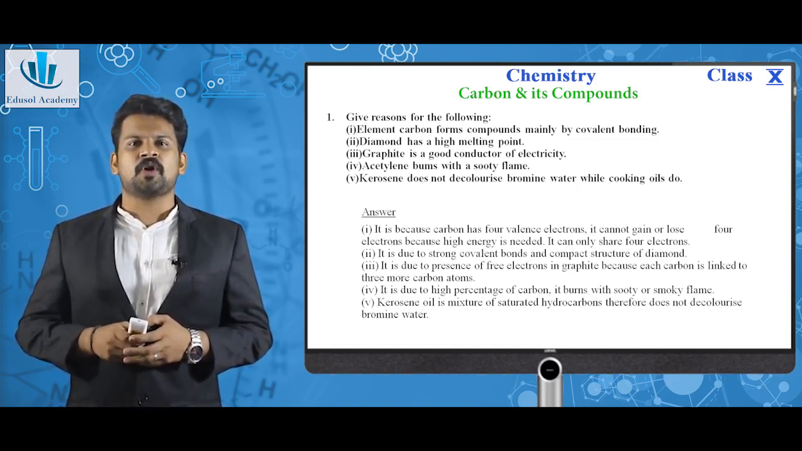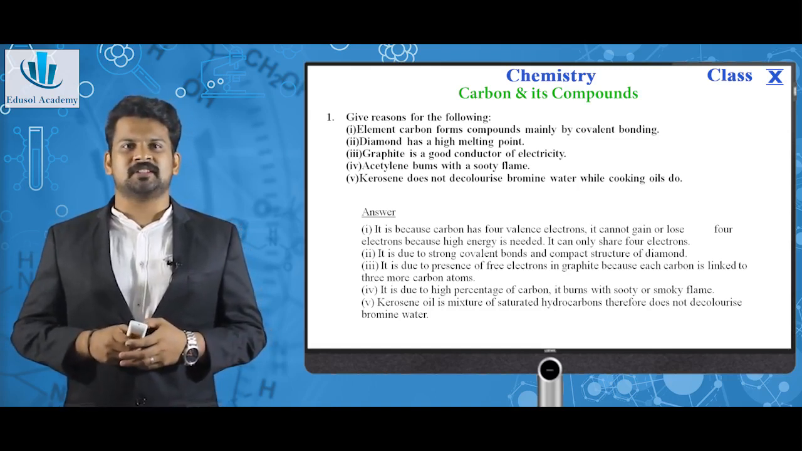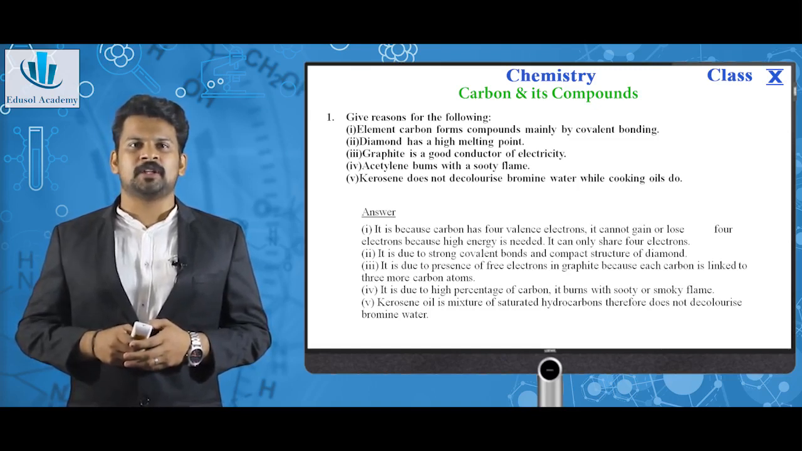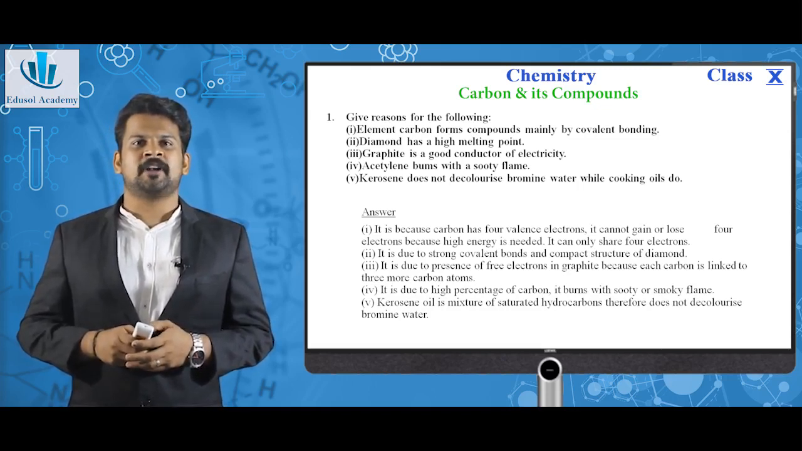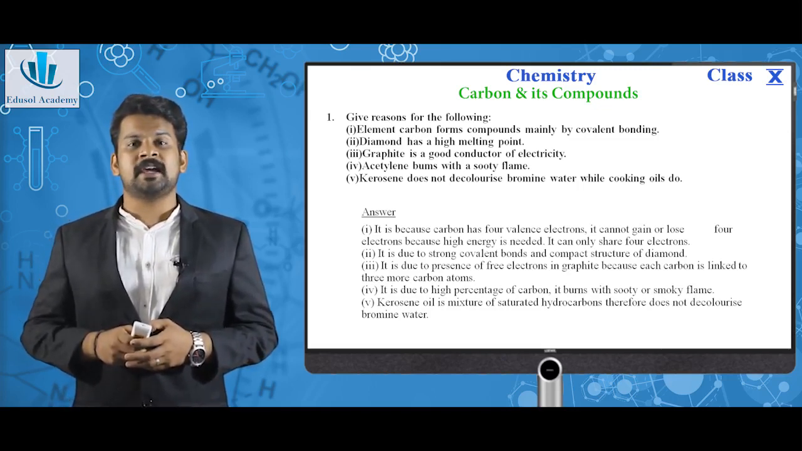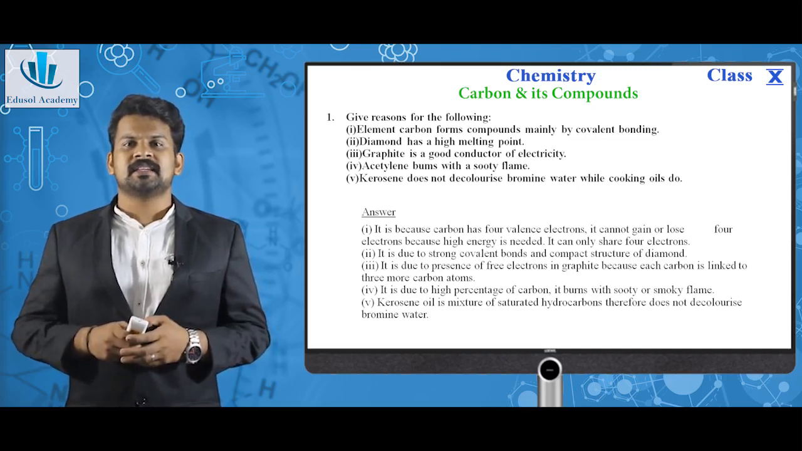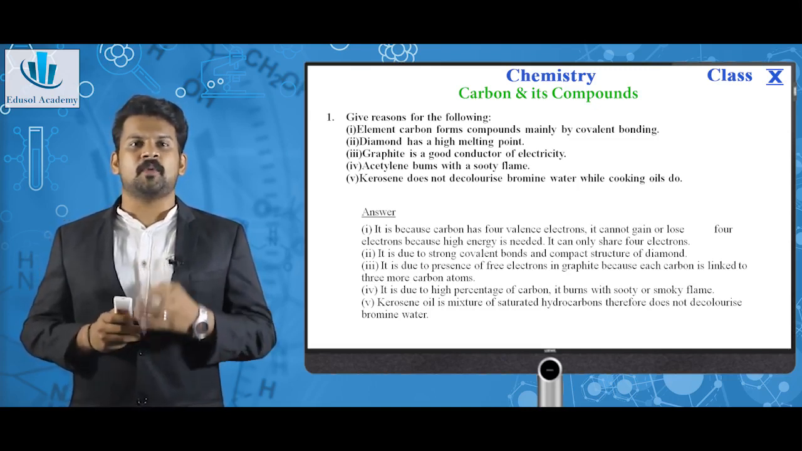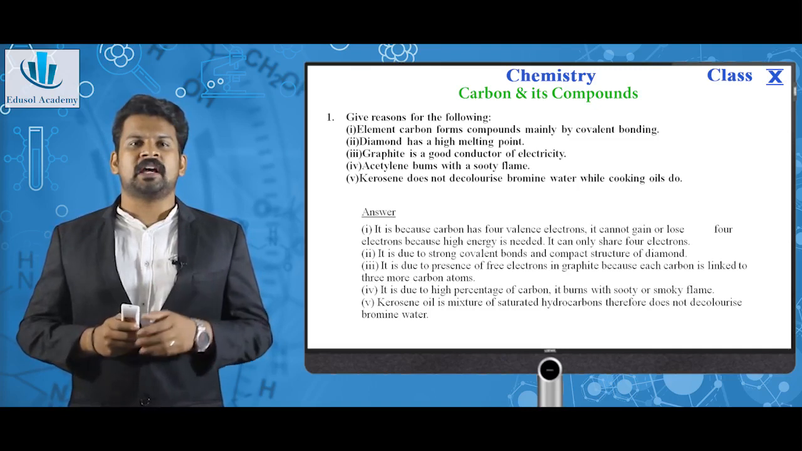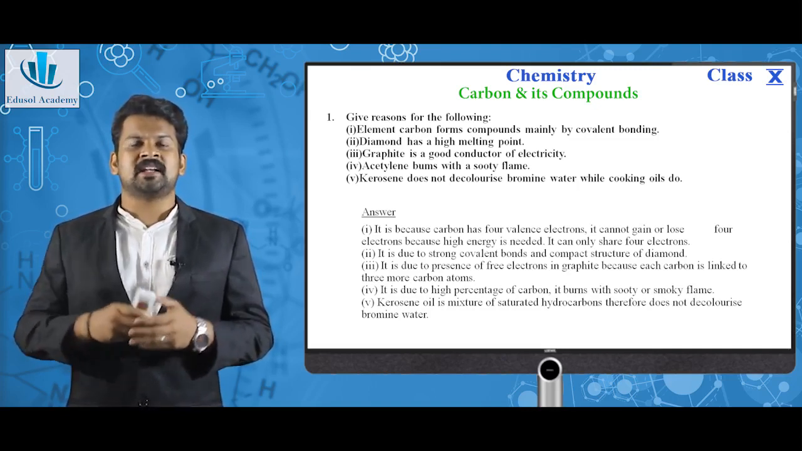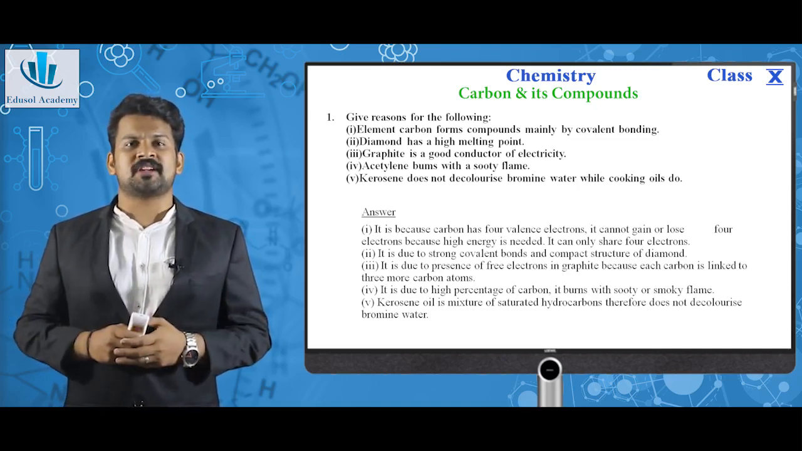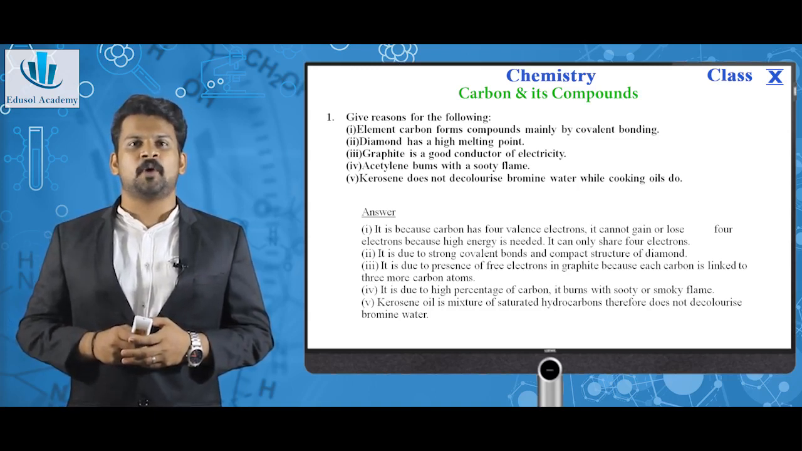Diamond, due to its strong covalent bonds and compact structure, is highly difficult to melt. So, it has a high melting point. Graphite is a good conductor of electricity because it has free electrons, since each carbon is linked to 3 other carbon atoms, where 1 electron becomes extra and is capable of flowing freely throughout the structure. This free flow of electrons conducts electricity.